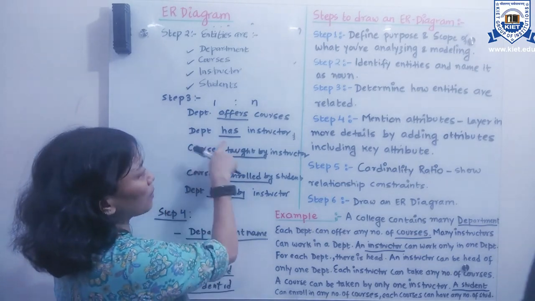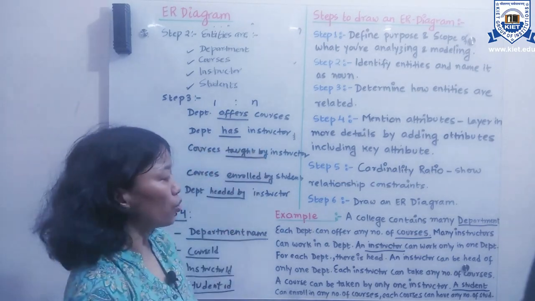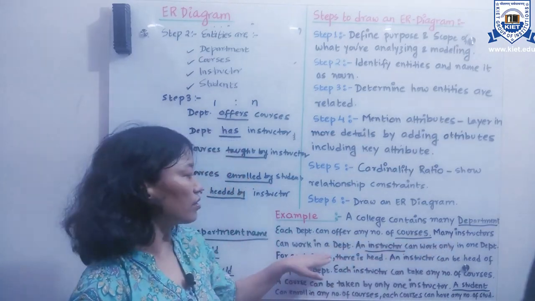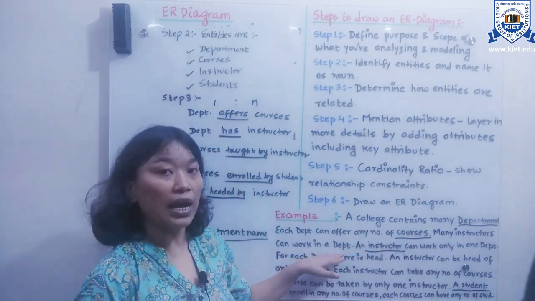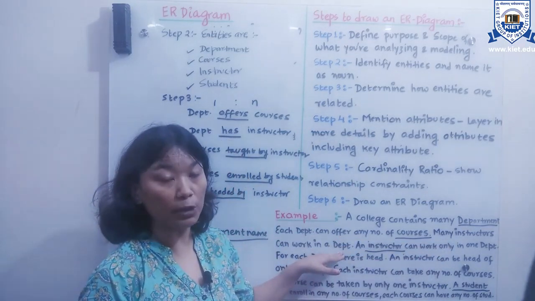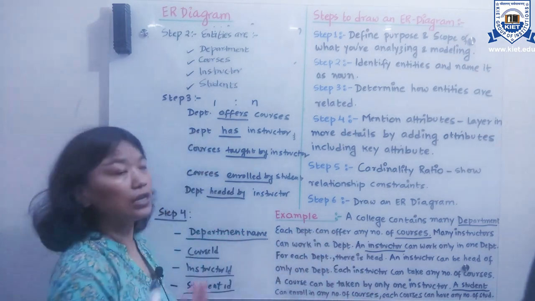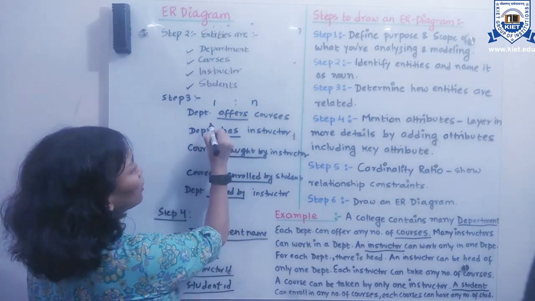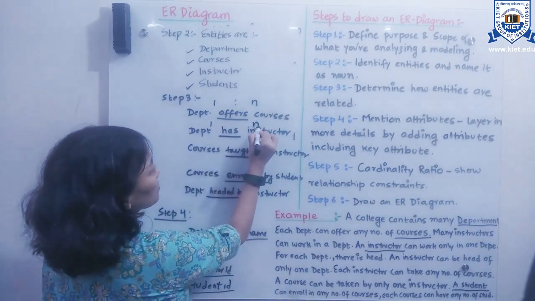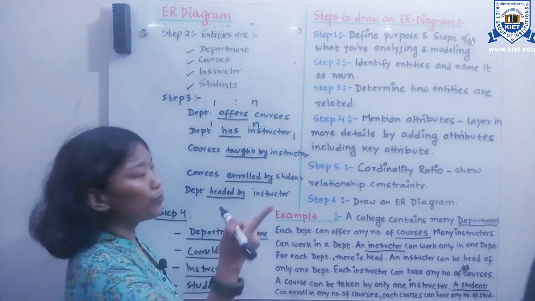Same happens, department has instructor. So here it is mentioned many instructors can work in the department. Any department can have multiple instructors, but an instructor can only be dedicated to a single department. So here again we talk about the department has many instructors, 1:n.